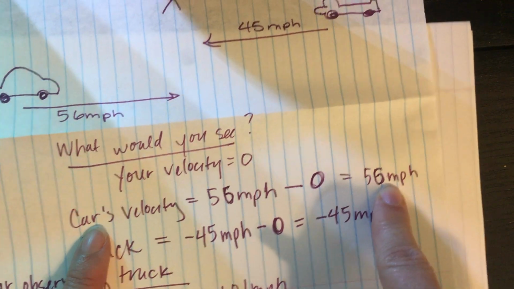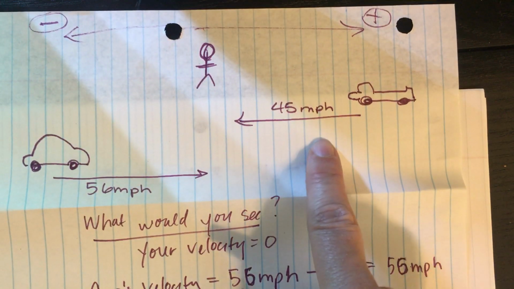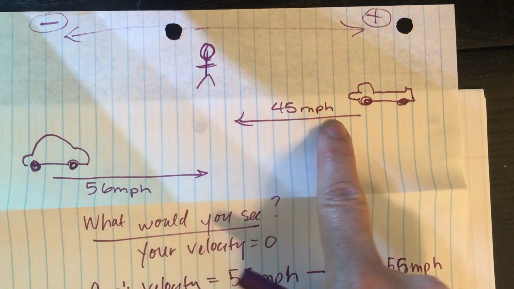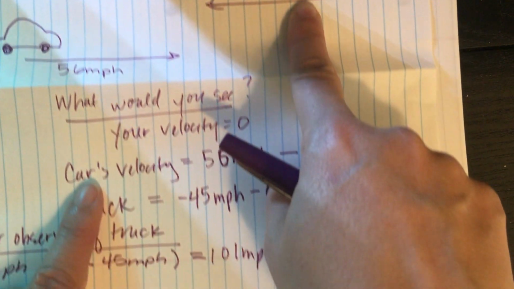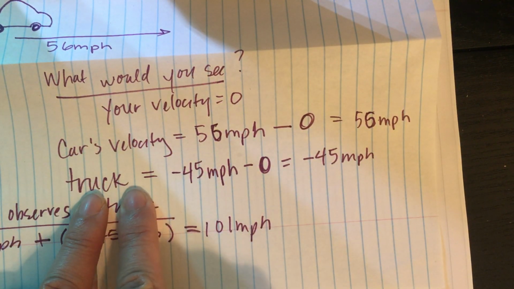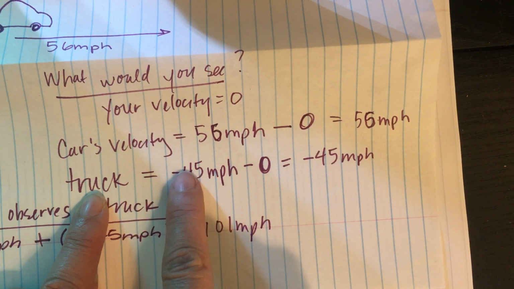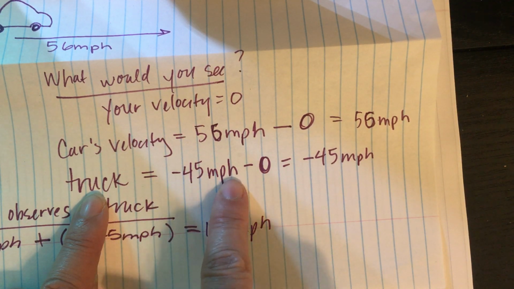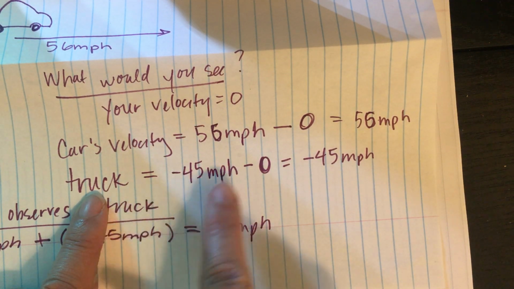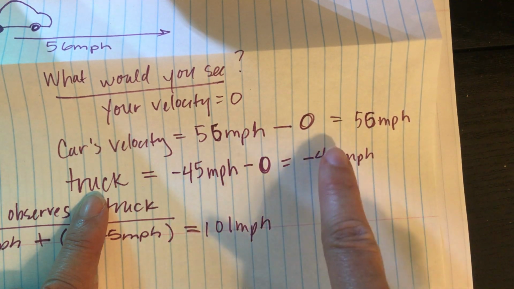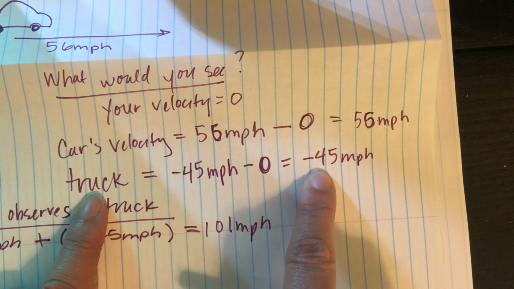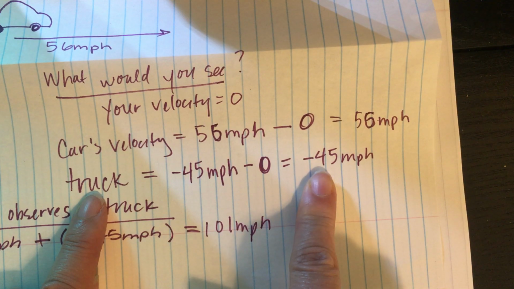When we take a look at the truck, he's going in the opposite direction, right? So here you are on the side of the road looking at the truck. The truck's velocity for you on the side of the road is going to be a negative 45 miles per hour. Remember, that truck's going in the opposite direction, minus your velocity. So in all, it will be negative 45 miles per hour.